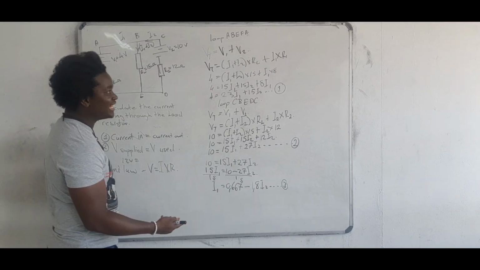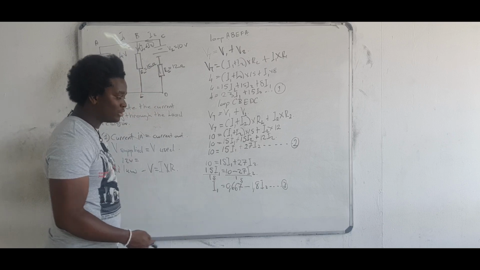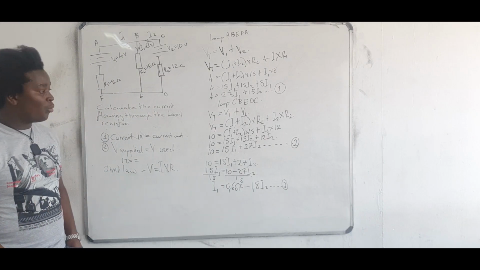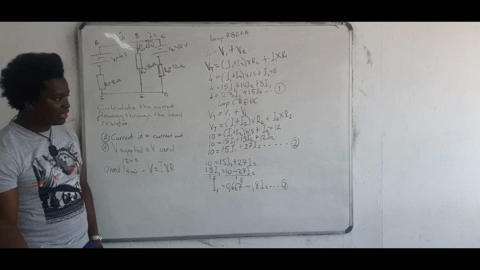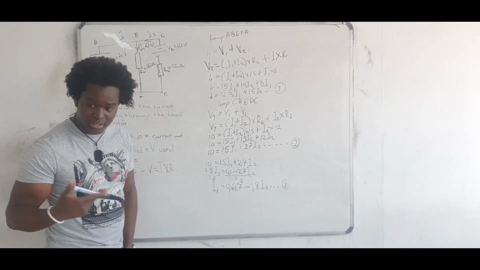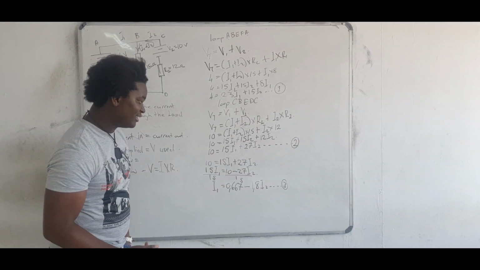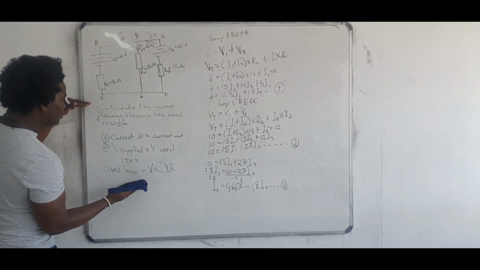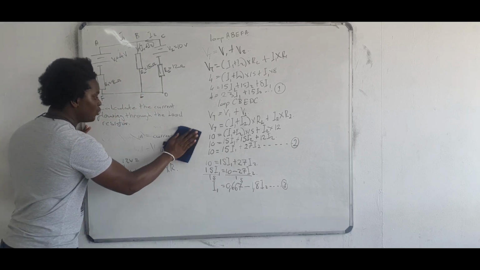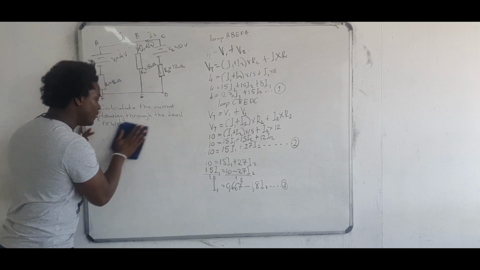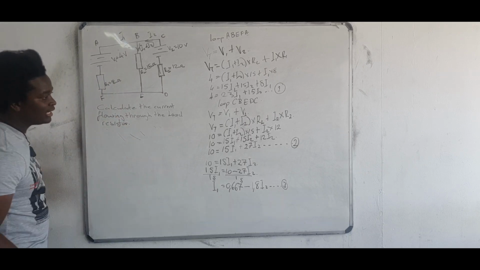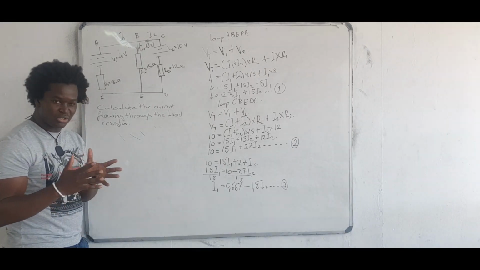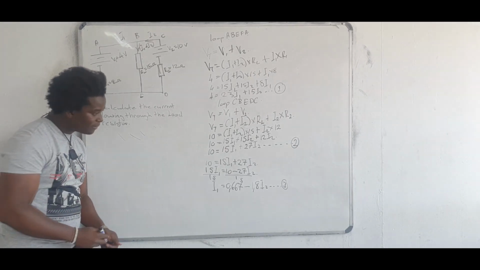Now, after this step, the next step will be to substitute equation number 3 into equation number 1. Why can't we substitute equation number 3 into equation number 2? Because we used equation number 2 to get equation number 3. So if we substitute equation number 3 into equation number 2, all the answers that you're going to get are going to be 0, 0, 0 or 1, 1, 1, 1.